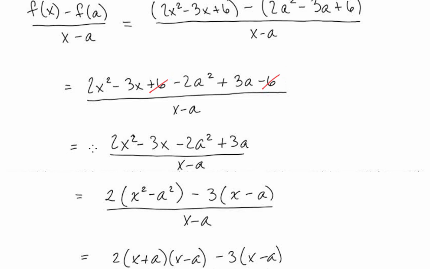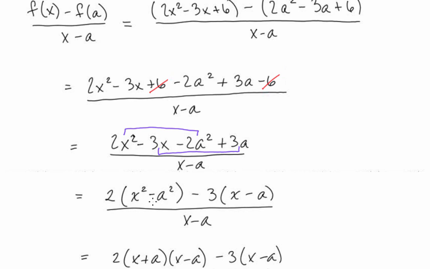Now let's factor our numerator by recognizing that we can factor out a 2 from these two terms and a 3 from these two terms. So we have 2 times x squared minus a squared. And then let's factor a negative 3, leaving us with x minus a as the remaining factor there. And you'll see why this is helpful in just a minute.